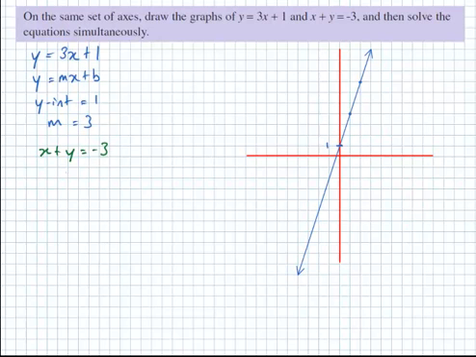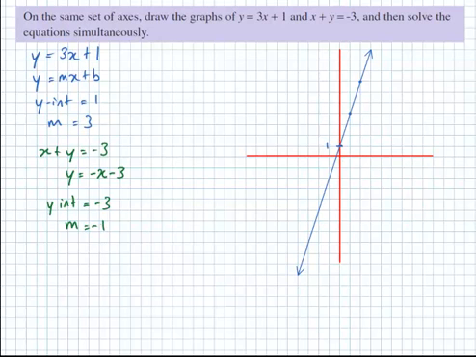So if I rearrange that, I get y equals negative x minus 3. So all I've done is subtract the x from both sides. Okay, that then lets me determine the y-intercept, which is negative 3, and the gradient, which is negative 1.